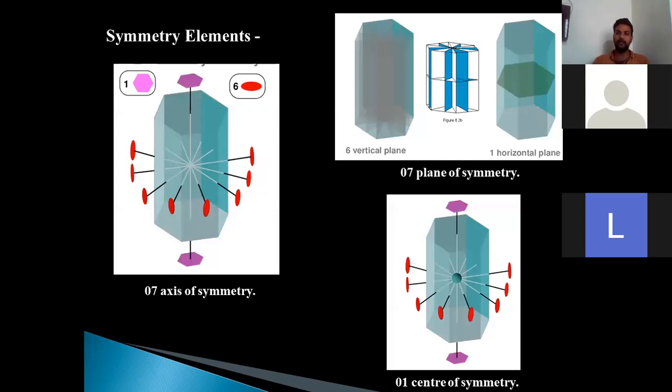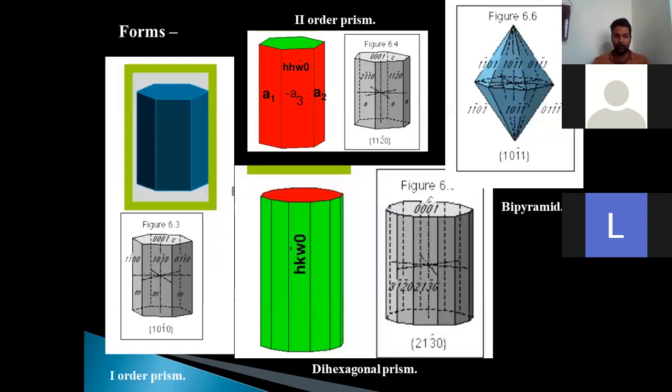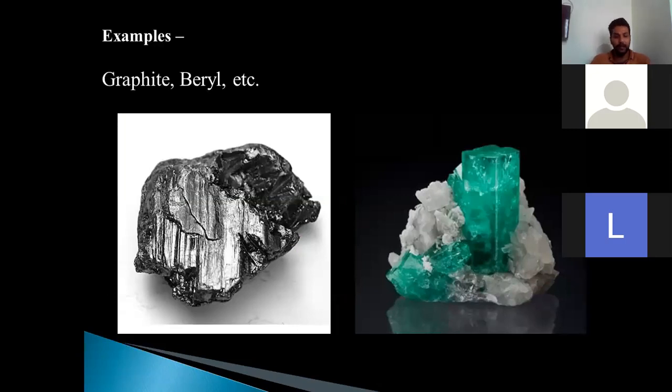The symmetry elements are slightly higher than tetragonal and orthorhombic. We have 7 axes of symmetry. Out of them, one is of six-fold symmetry, whereas six are two-fold symmetry. Then we have 7 planes of symmetry, in which six are vertical planes and one is a horizontal plane. Then we have one center of symmetry. Then we have well-known forms like the prism of first order, represented by 1 0 bar 1 0, and prism of second order, represented by 1 1 bar 2 0. This first and second order depends upon the orientation of axis. The dihexagonal prism, the bipyramid, and the pinacoids are there. The well-known examples are graphite and beryl.